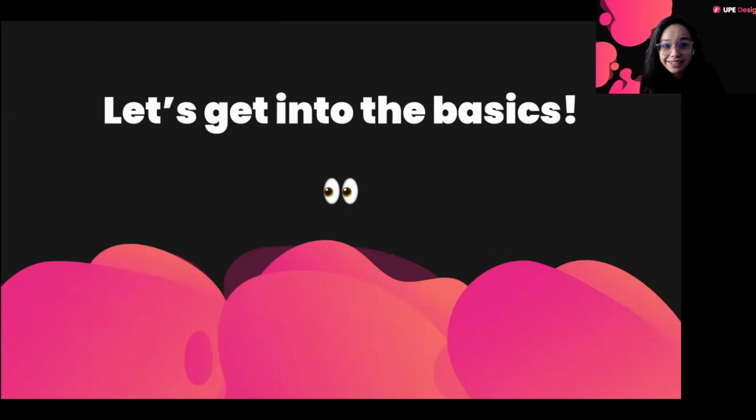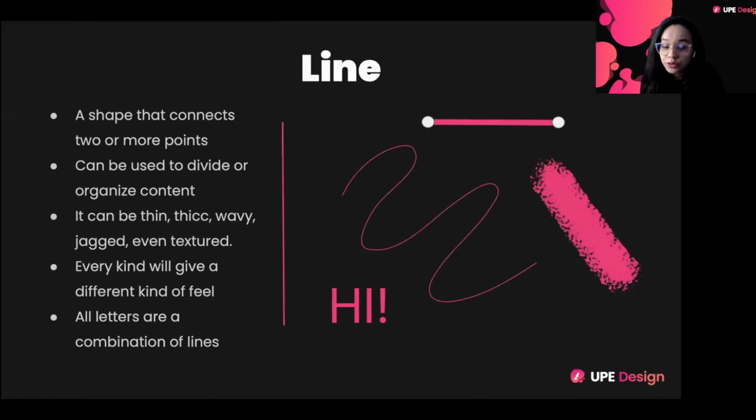So let's get into the basics. The first basic of design is the line. A line is something that connects 2 points from one endpoint to another endpoint. You could also connect 2 different dots, 2 different points, 2 different lines, 2 different shapes. You could also use it to divide content, like how we have it right here.